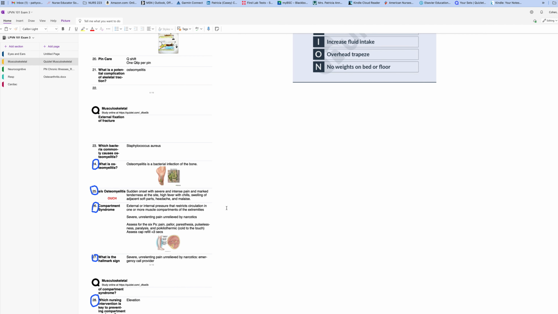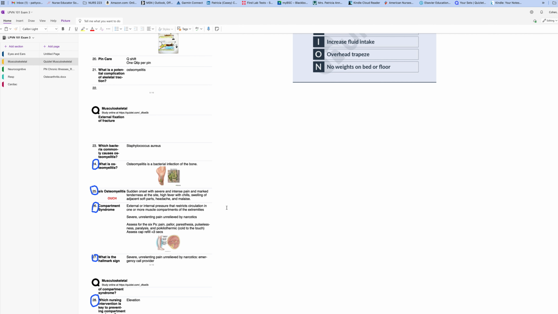Osteomyelitis is a bacterial infection of the bone. You'll start to treat it in the hospital, but they'll go home with a PICC line, and they're going to have antibiotics for like 8 to 12 weeks. It's very hard to treat, so you definitely don't want your patient getting it. But you have to recognize the signs and symptoms. Sudden onset with severe, intense pain, tenderness at the site, high fever with chills, swelling at the site, headache, and malaise, okay?